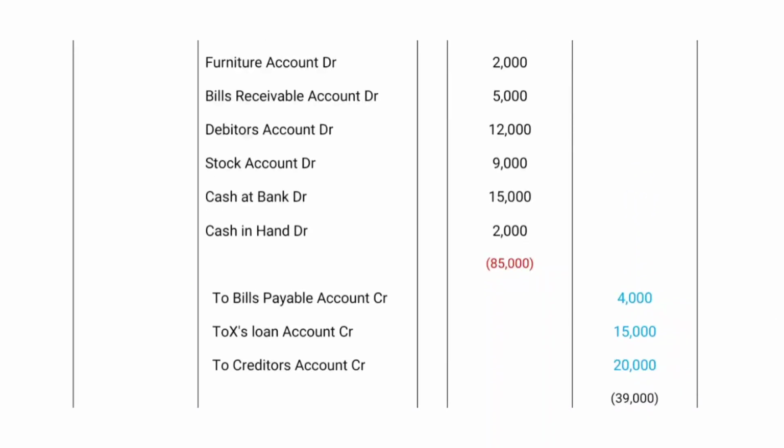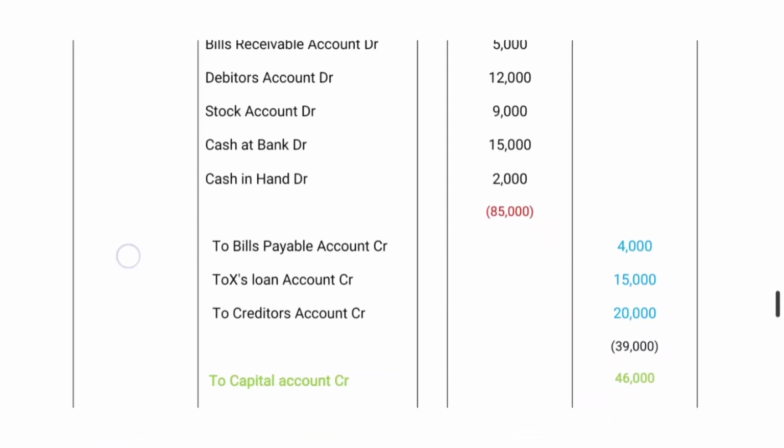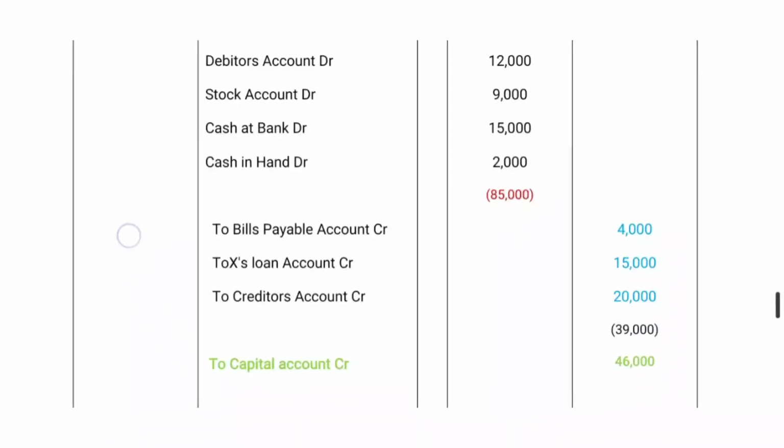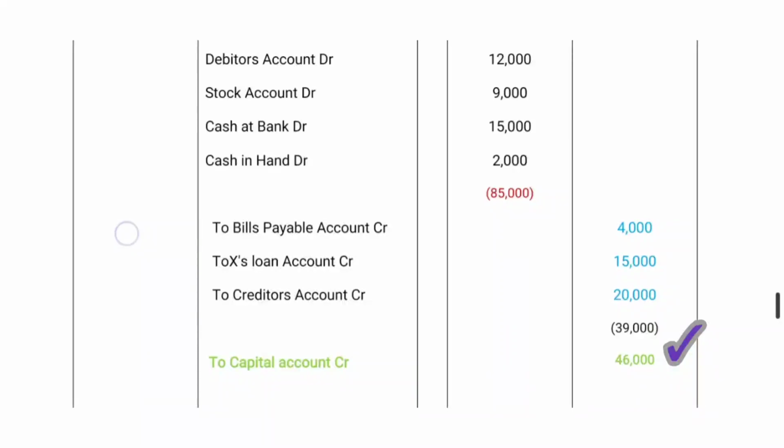So here assets are in excess of the liabilities, or assets are more than liabilities. That's the reason on the credit side it is written as "To capital account". Now the difference between 85,000 and 39,000 is equal to 46,000. This year's opening balance of the capital amount is 46,000 rupees. Now this problem is complete. Before closing this class, we check all the details once.